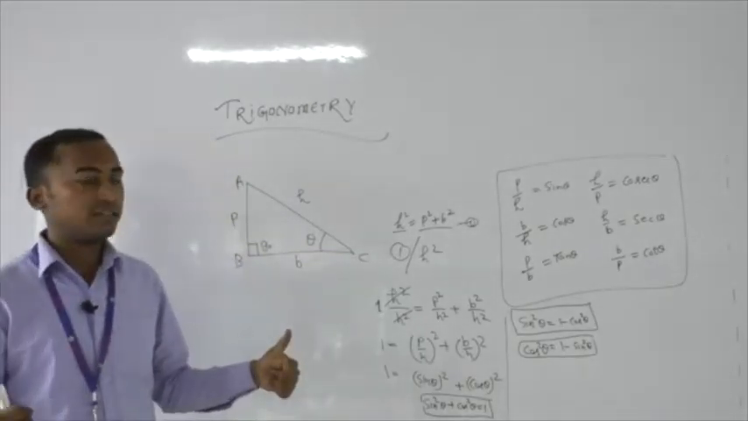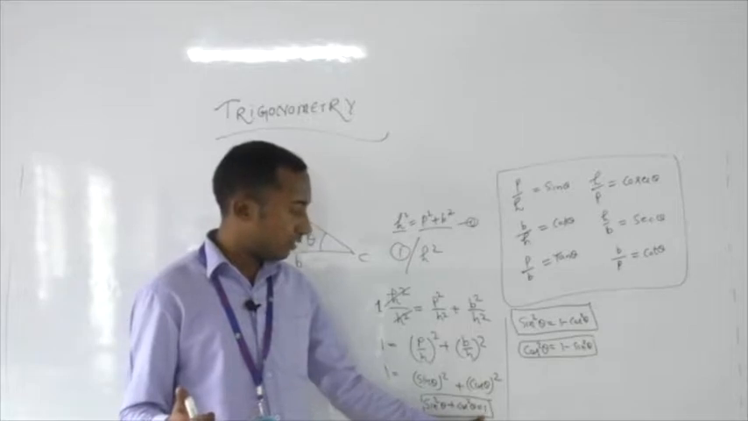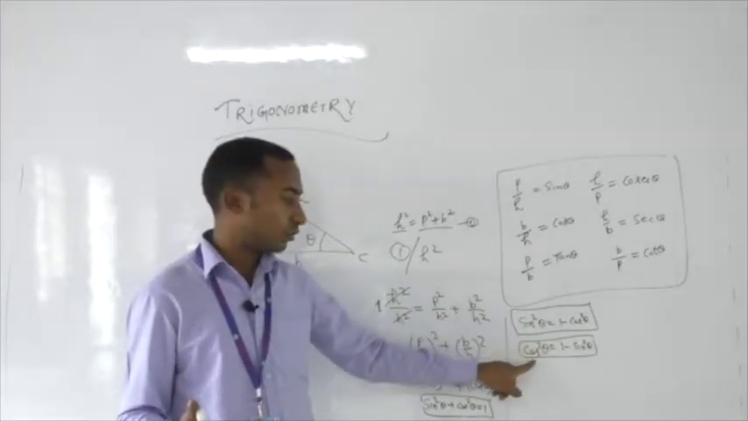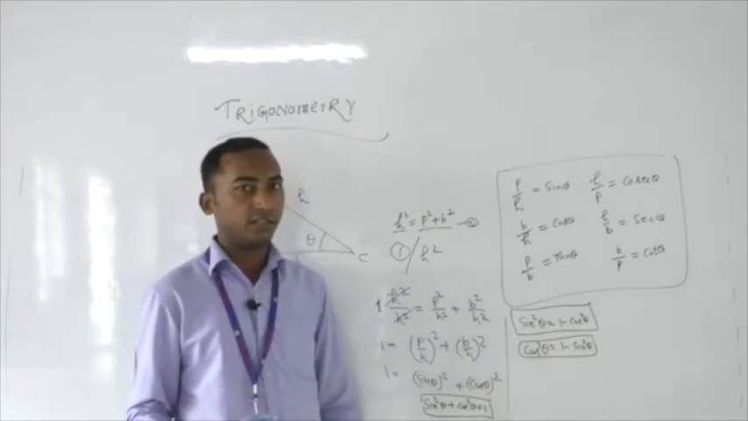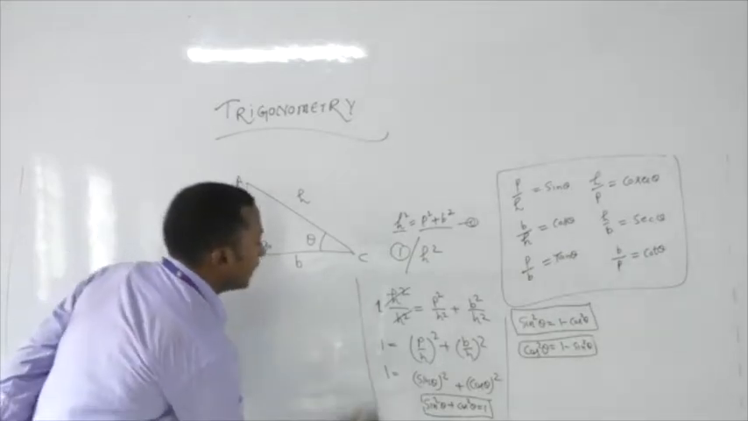What are the three formulas? The three formulas are sin square theta plus cos square theta is equal to 1, sin square theta is equal to 1 minus cos square theta, and cos square theta is equal to 1 minus sin square theta. Okay, so we will solve the next identity.